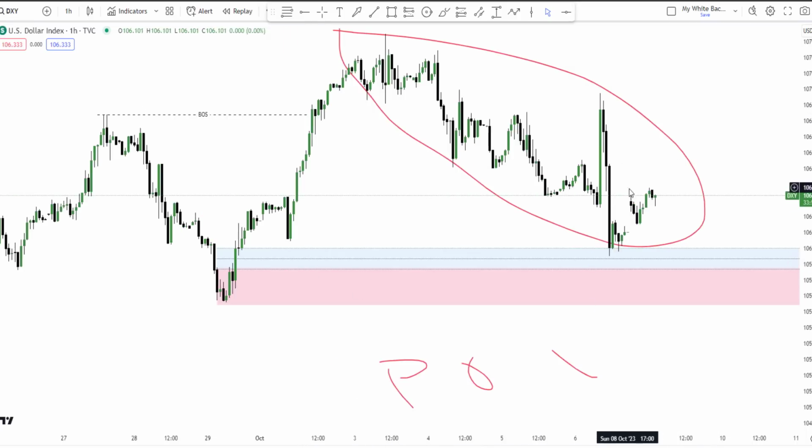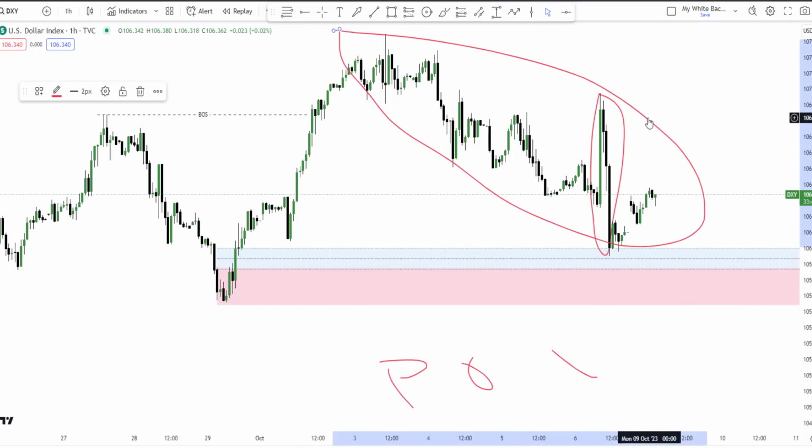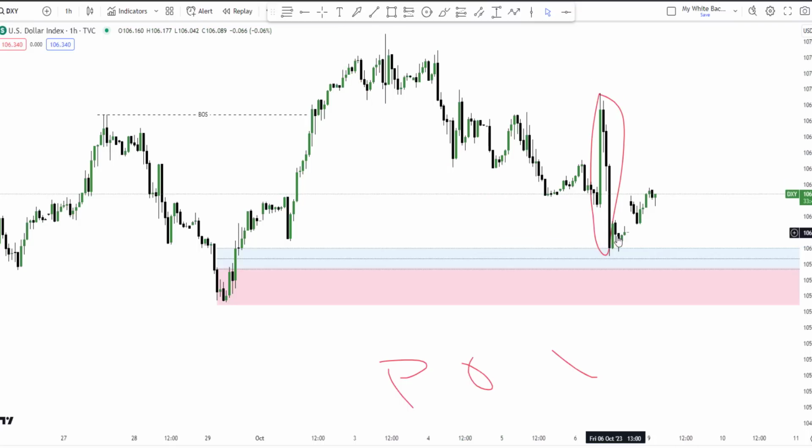So look at this. This was the news that came in last week. The news was so heavy that it pushed price up and it pushed price downward. There was an indecision in the news. That was why you saw that kind of happening.